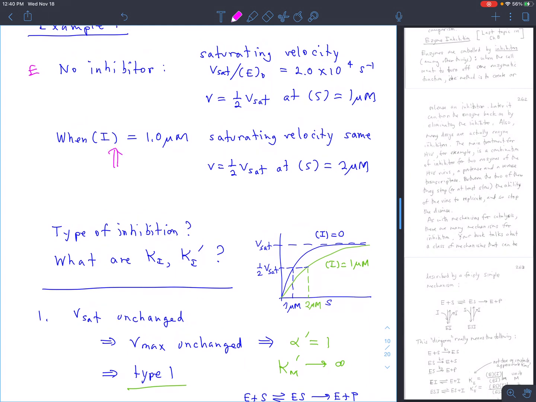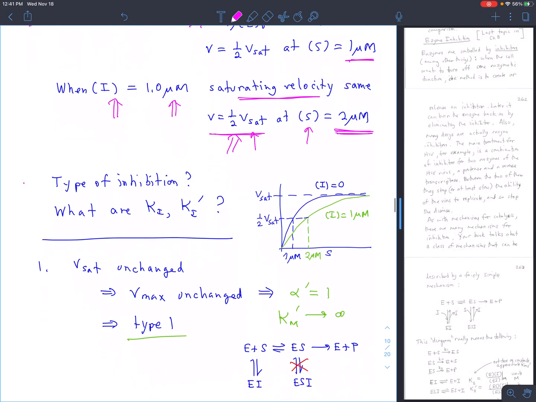Now we put in a little bit of inhibitor, 1 micromolar of inhibitor, and we find that if we go to high enough S concentration, we get the same saturating velocity. On the other hand, in order to reduce the velocity to 1/2 of that saturating value, we have to put in twice as much S as before, right? We had to put in 1 micromolar of S before, now we have to put in 2 micromolar in order to reach half saturation. Well, what does that suggest? The questions are, what type of inhibition? And then what are the values of Ki and Ki prime?